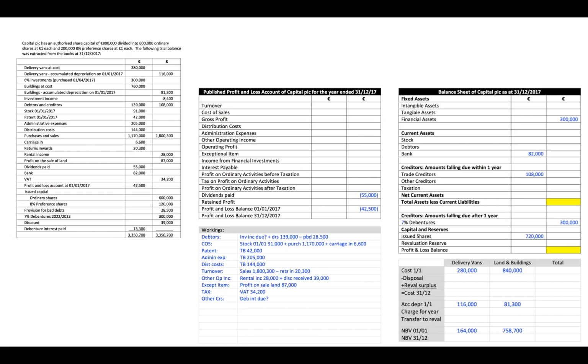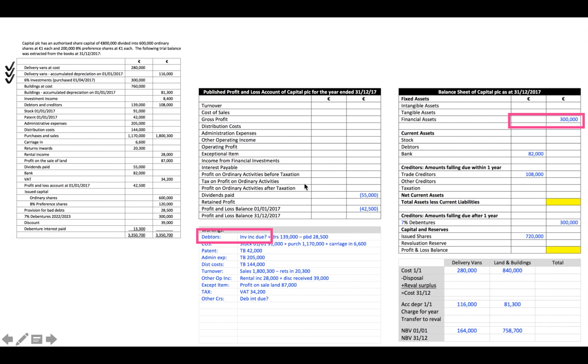So we'll go back to the start, and I'm just going to show you where all of these figures came from. First here you've got your delivery vans at cost, and I would suggest putting that into your tangible fixed assets working there, cost on the first. Then you have your accumulated depreciation, 116,000, which will go here, which means then that you can work out that your net book value is 164,000. Then you have 6% investments, so 300,000 here.